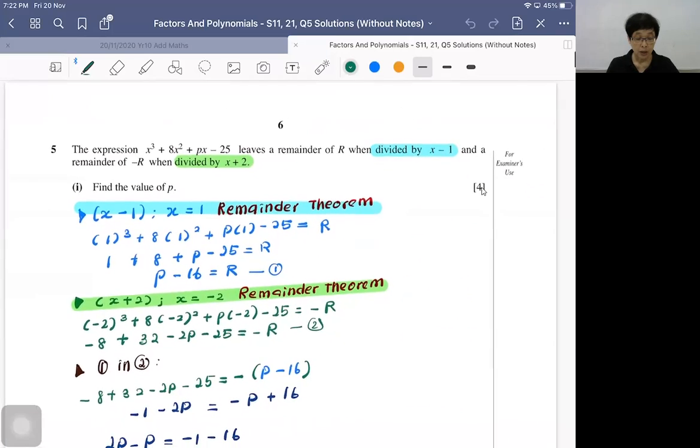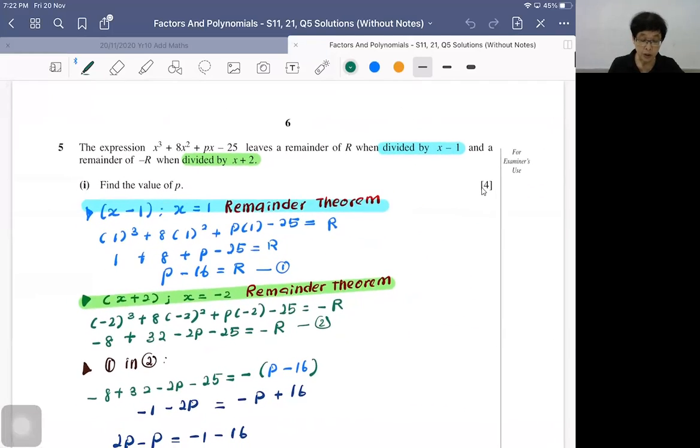Here we go. Question number 5: the expression x cubed plus 8x squared plus px minus 25 leaves a remainder of r when divided by x minus 1 and a remainder of negative r when divided by x plus 2. Section 1: find the value of p.